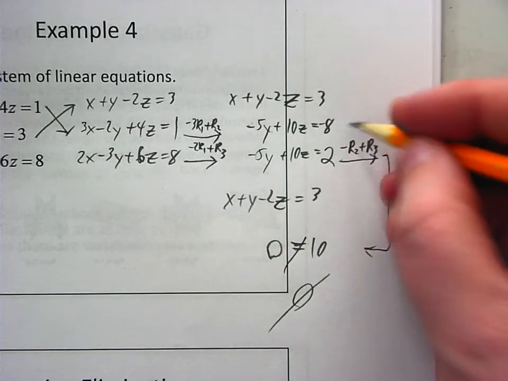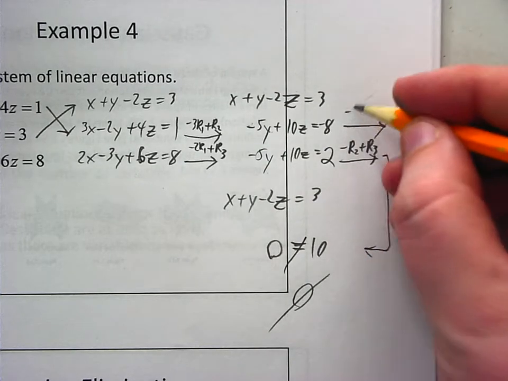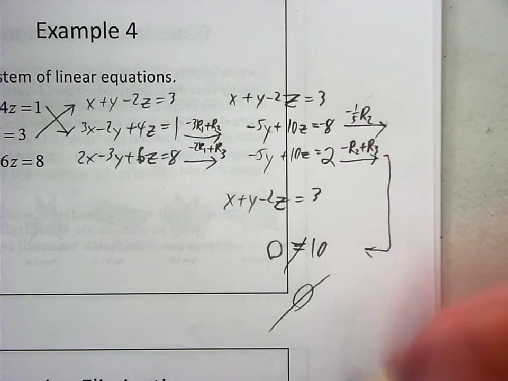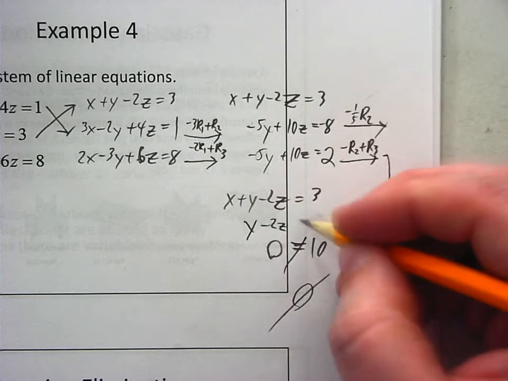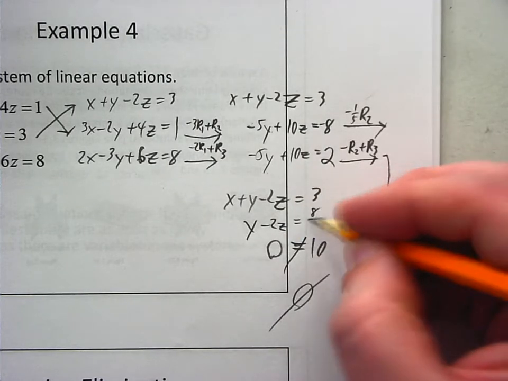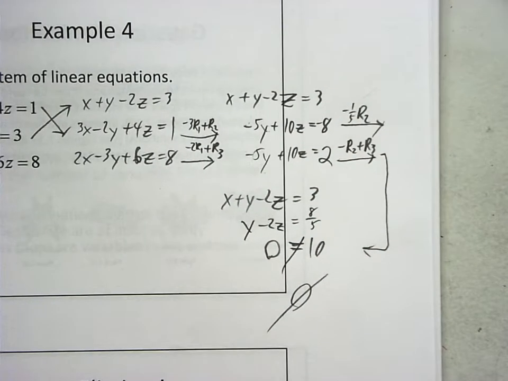Now the y, if I want to take this and multiply by negative 1/5 to row 2, that would just give you y minus 2z is equal to 8/5. But as soon as you have 0 is not equal to 10, it means no solution. And you can have this just like before. You can have one solution, you can have no solutions, or you can have infinitely many.